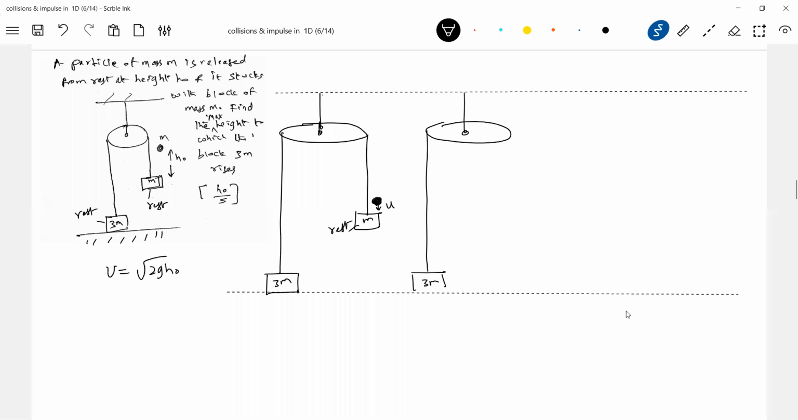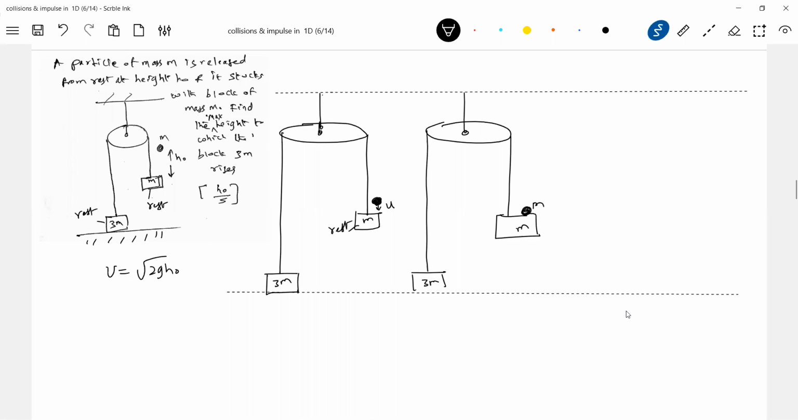A normal impulse will be set up between the particle and the block, because the moment the particle comes and collides with the block m, a normal contact force will act between them. Because of that, the block m will start moving down. Suddenly the string is jerked, a sudden increase in tension, an impulse is set up. I'm not interested in the normal contact between the block and the particle, so I'll just leave it.